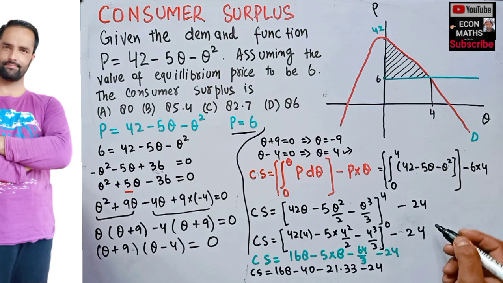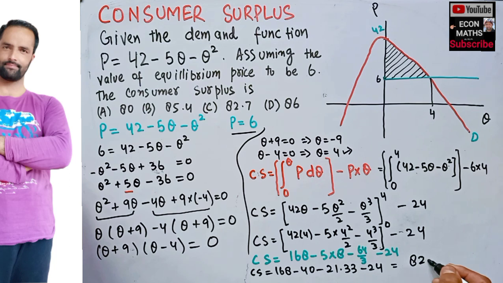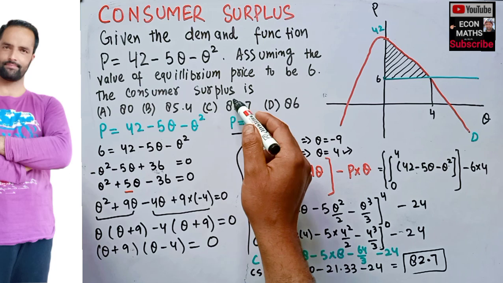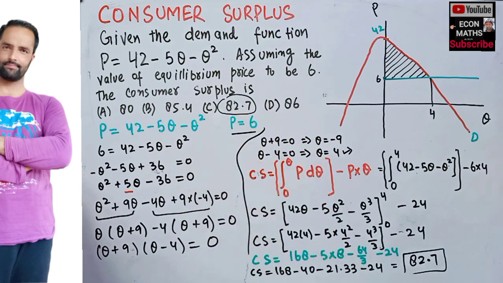Okay, now let us do the calculation here, which comes out to be 168. I have done this calculation. It comes out to be 82.7. That means our consumer surplus will be equal to 82.7.